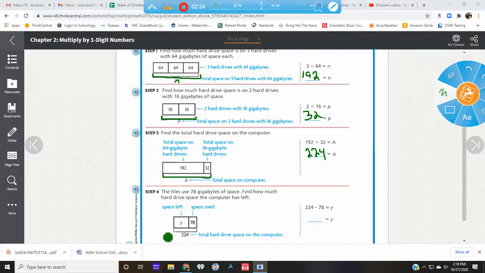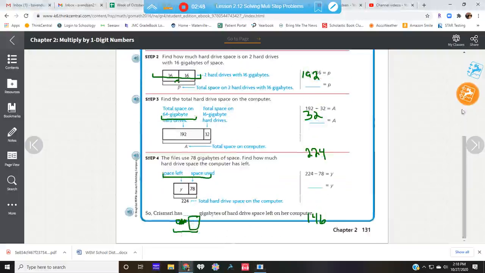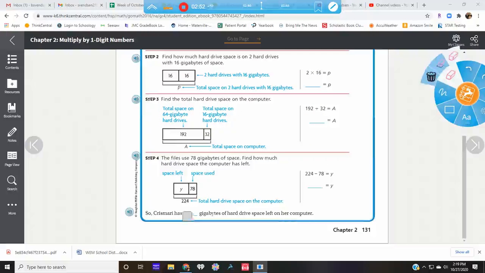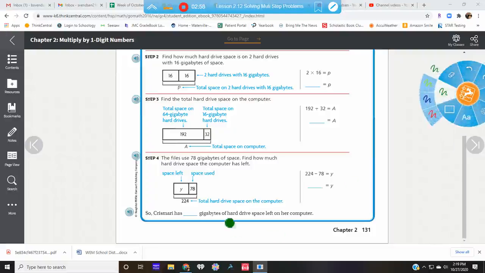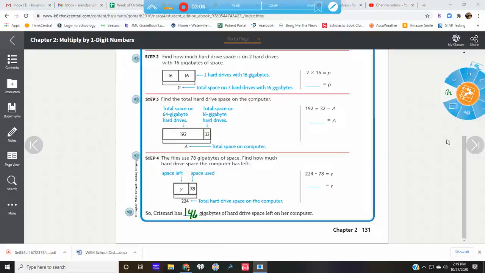Okay, so our last step down here, now she has files that take up 78 gigabytes of space. So out of our 224, 78 of them are being used. So we need to find out how much is left, how many more pictures can she put in there. So 224 take away 78 gives us 146. So 146 gigabytes of space are left on her computer. Let's just write that in right here real quick. 146 gigabytes of space.